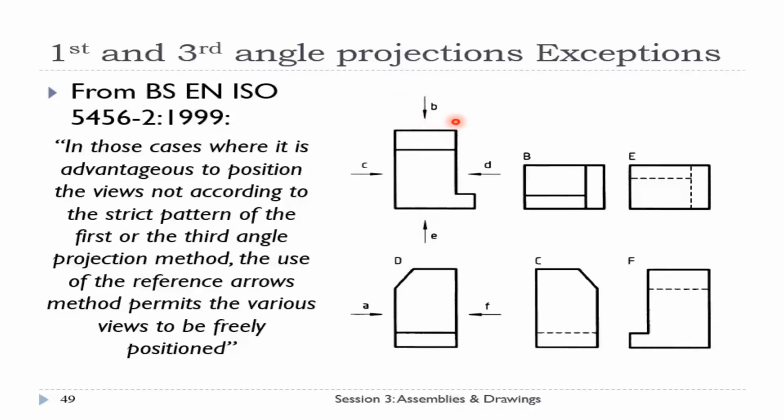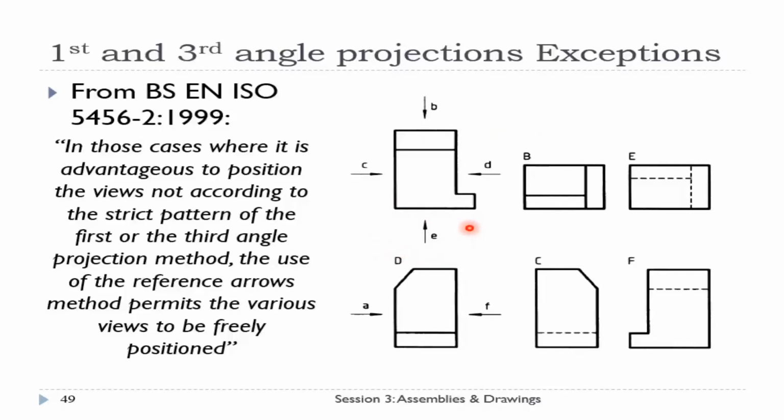Let's say we don't have space to position the top view in third angle projection. We say that the view from above should be placed above. But if we don't have space in the sheet and we want to position it elsewhere, we can use reference arrows to indicate that view. So that's indicating the view direction B, and view B is just positioned next to it.